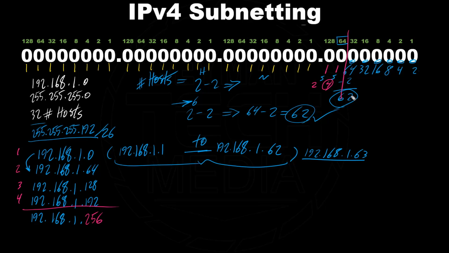And if we want to find out how many subnets we have, in the subnet bits, starting with 2, going from left to right, 2, 4. That's the total number of subnets we can have. We can have 4 subnets, every subnet, 62 available IP addresses.